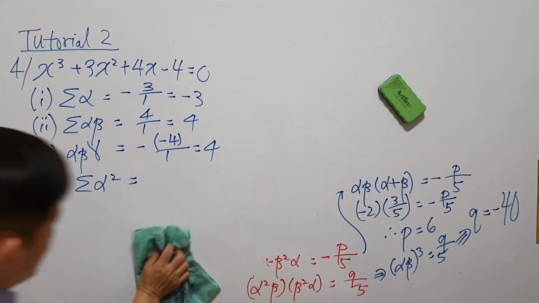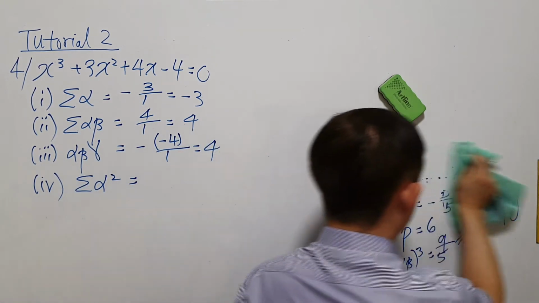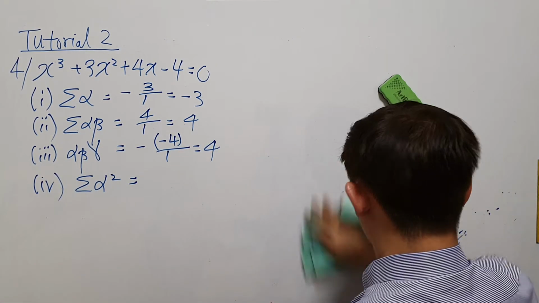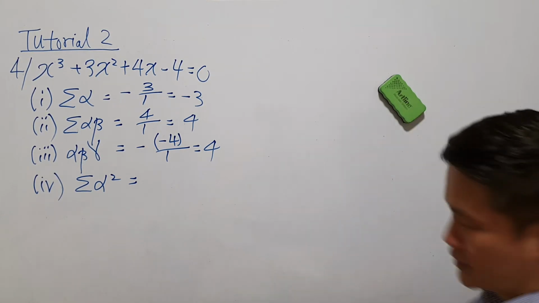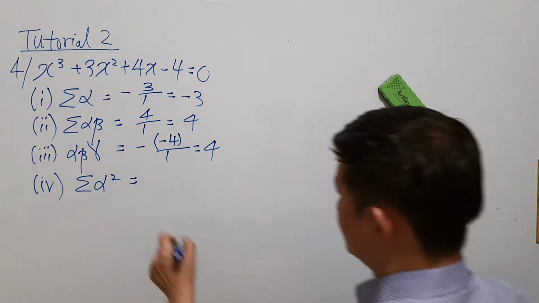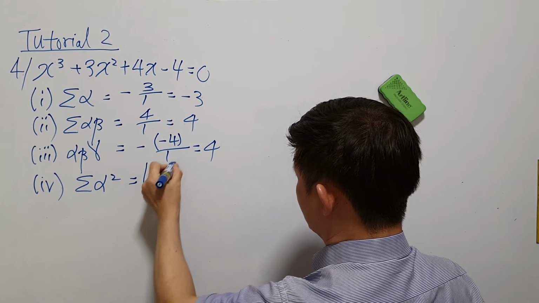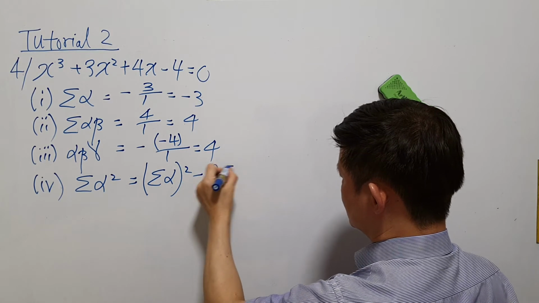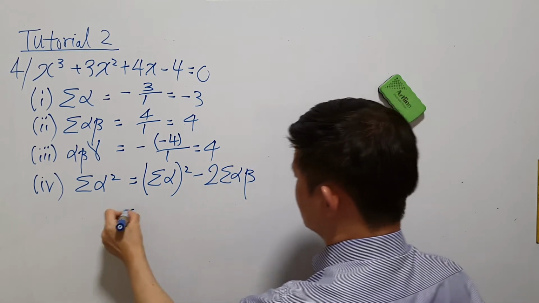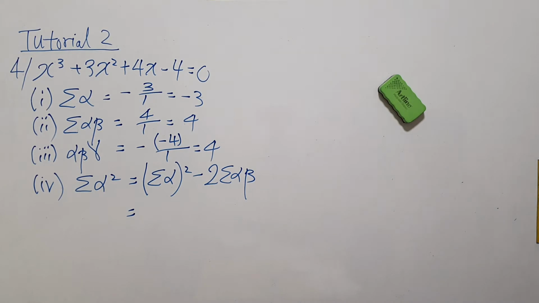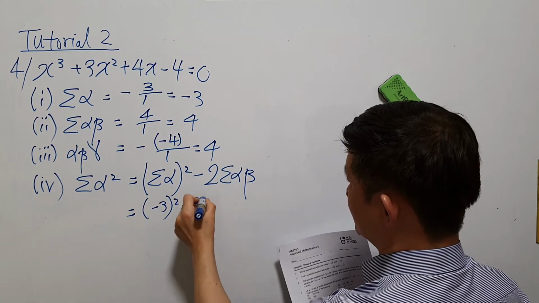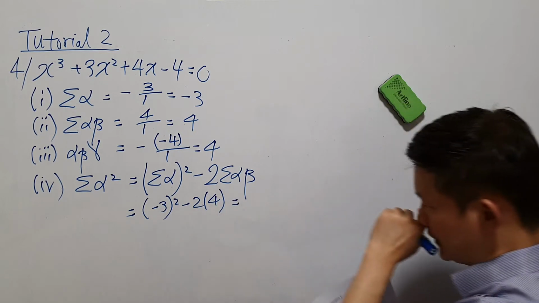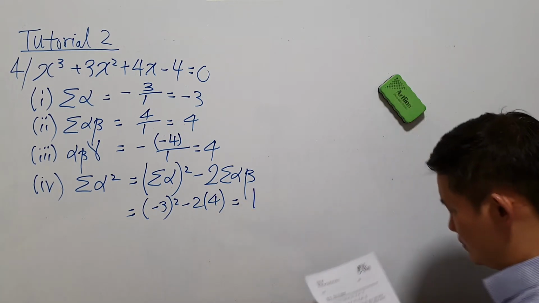Okay, for summation of alpha squared, remember there's this identity that we have used a couple of times. Summation of alpha squared is equal to this. It's equal to summation of alpha... okay, so just plug it in. This gives you minus 3 squared minus 2. 9 minus 8 is 1.